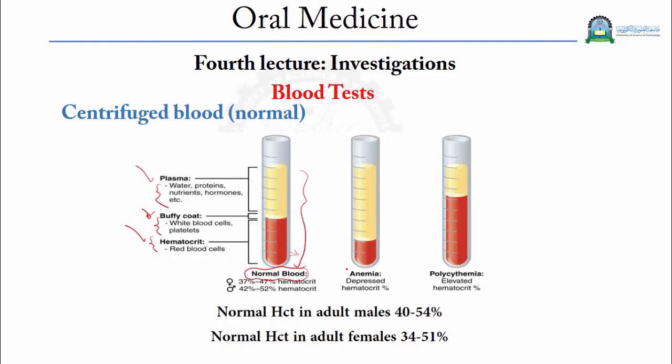This tube indicates an anemic patient, so there is a lower height of RBCs in the tube. This patient is suffering from polycythemia, so the height of the RBC column is increased compared to the normal tube.